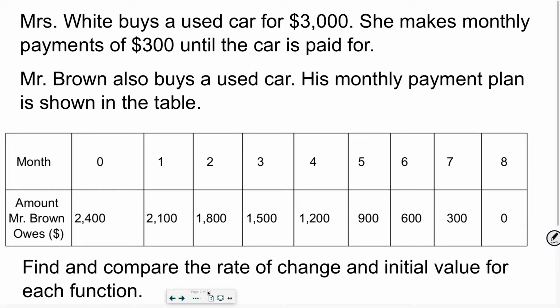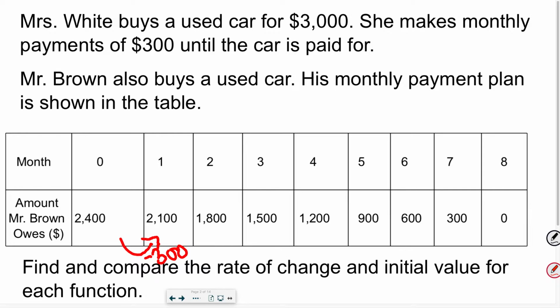Remember in the warm-up, we looked for a pattern when we were looking at the table. So can we find a pattern here? It's decreasing by $300. To get from $2,400 to $2,100, we're decreasing by $300.